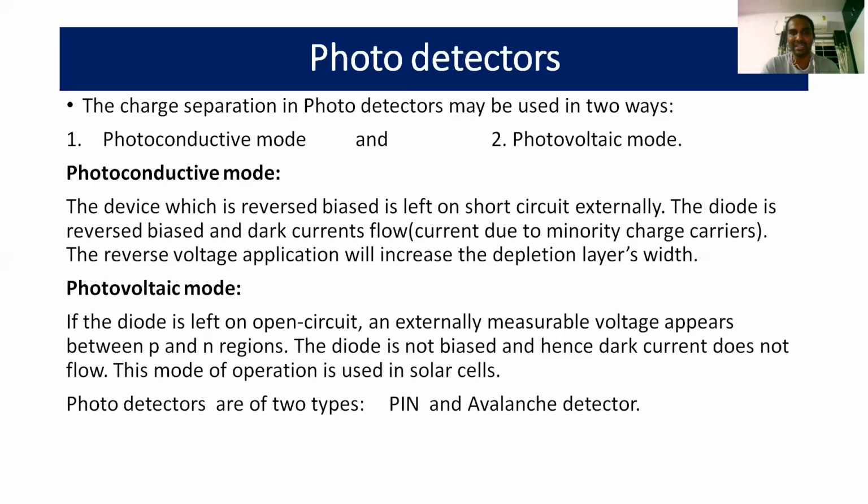If the diode is left open circuit, an externally measurable voltage appears between the P and N regions. Now this diode is not biased and hence dark current does not flow. This mode of operation is usually used in solar cells.